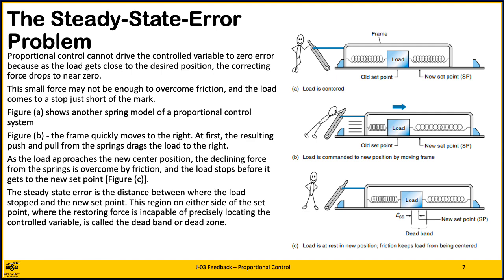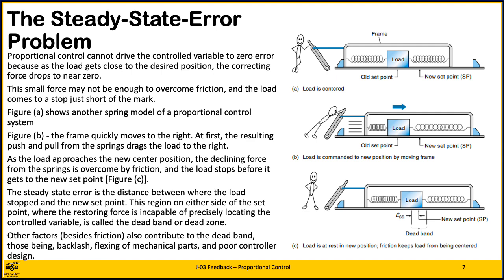The steady state error is the distance between where the load stopped and the new set point. This region, on either side of the set point, where the restoring force is incapable of precisely locating the control variable, is called the dead band or dead zone. Other factors besides friction also contribute to the dead band, these being backlash, flexing of mechanical parts, and poor controller design.